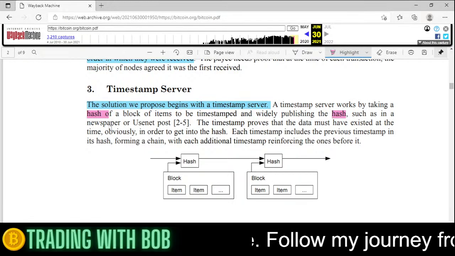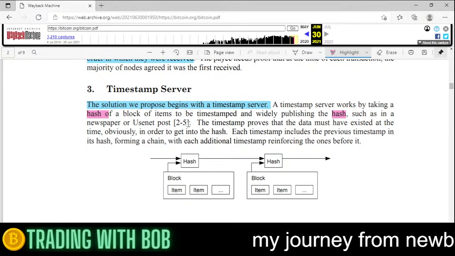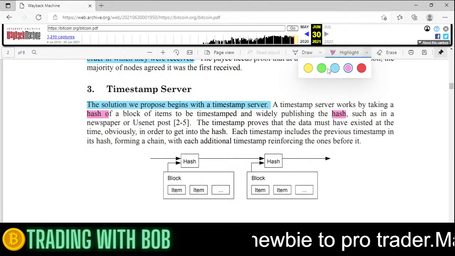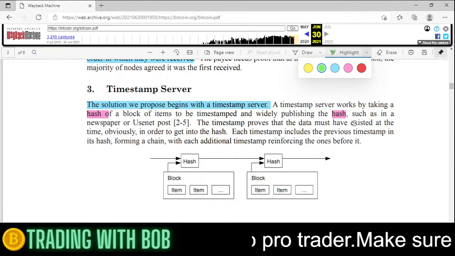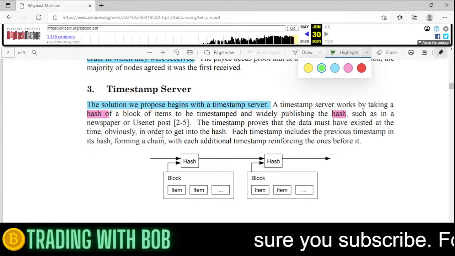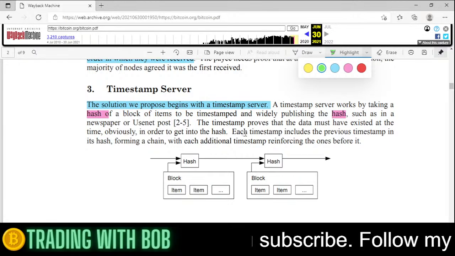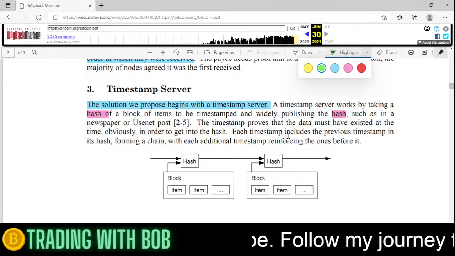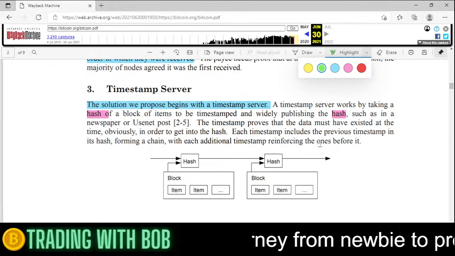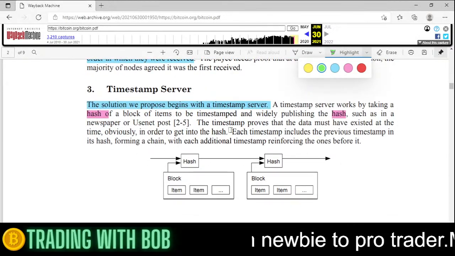Such as in a newspaper. And the timestamp proves that the data must have existed at the time, obviously, in order to get into the hash. Each timestamp includes the previous timestamp in its hash, and additional timestamps reinforce it. Okay, we've done this section. Yeah, I don't know what a hash is.